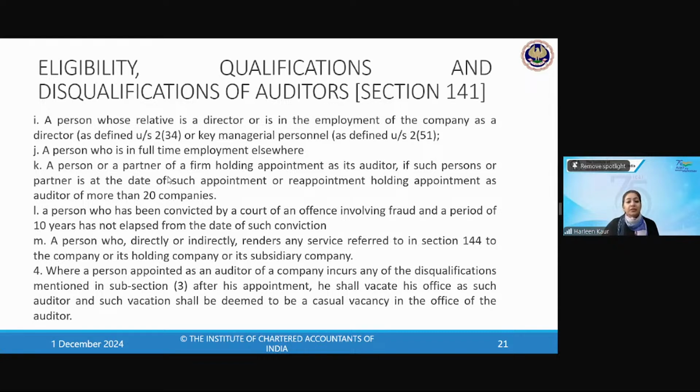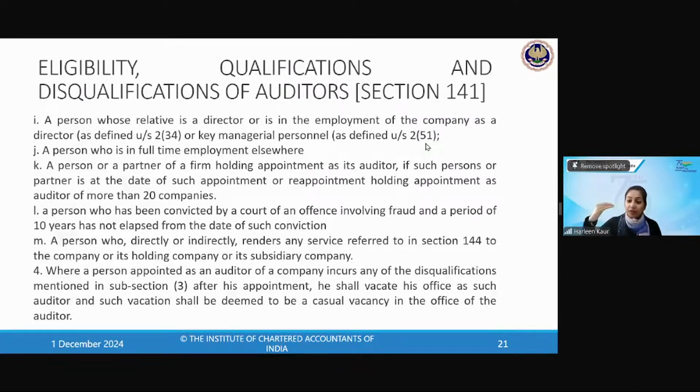After that, we have discussed all these points of relative and director. If my relative is working as a director in your company, can I be appointed as an auditor? No, ma'am, I cannot be appointed as an auditor if my relative is a director, KMP, anything in your company. Director as defined under section 2 clause 34, KMP as defined under section 2 clause 51.